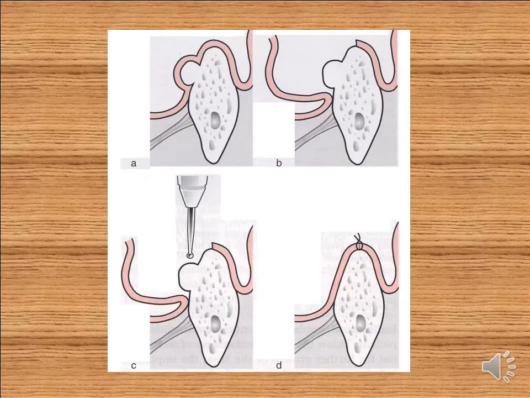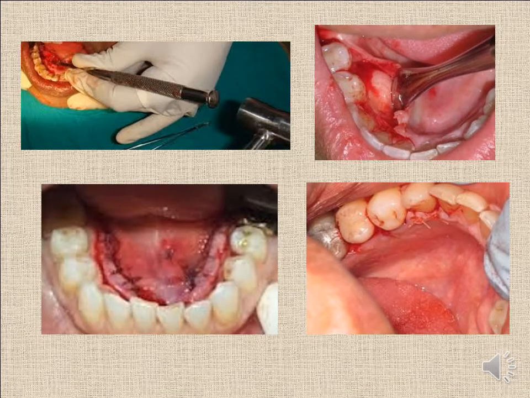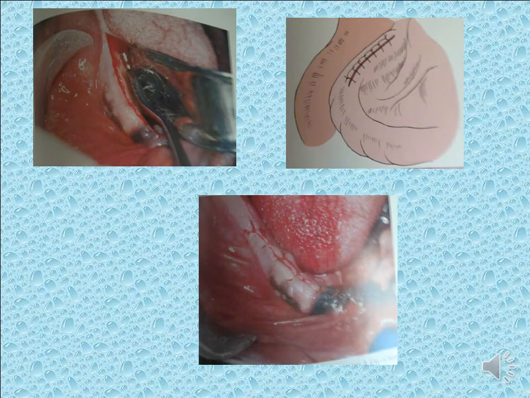After 7 days, you can remove the suture. It can also be removed by bone chisel and hammer, but this is not beneficial for the patient. We can remove this by smoothing the mylohyoid ridge and then resuturing.